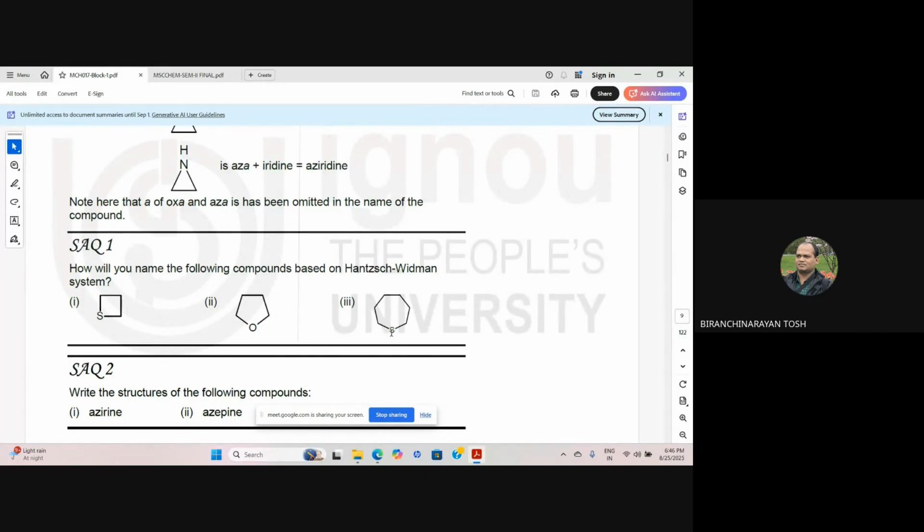And here it is a sulfur, and the number of atoms is 8, an 8-membered ring. So for 8-membered we have ocane, sulfur is thia again, so thiocane.